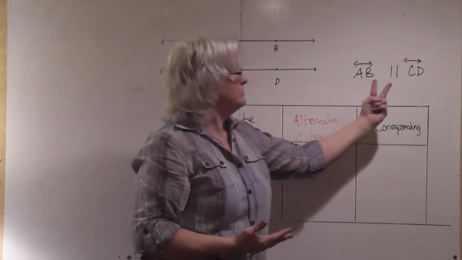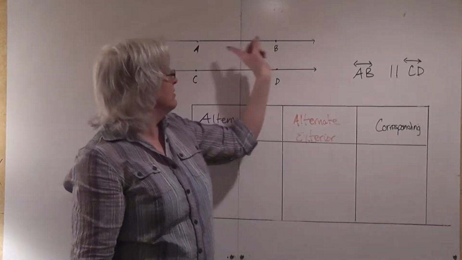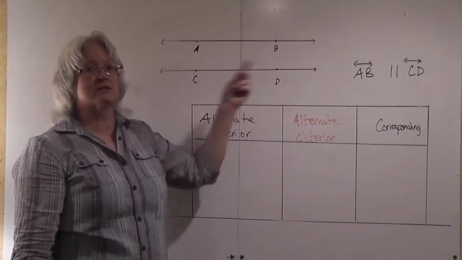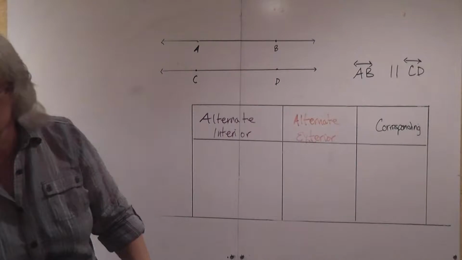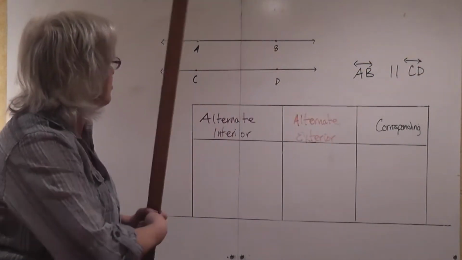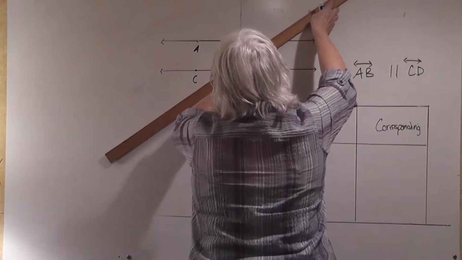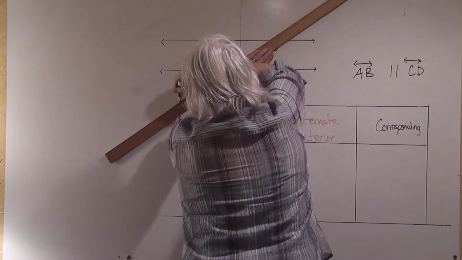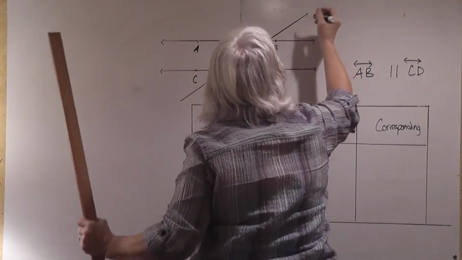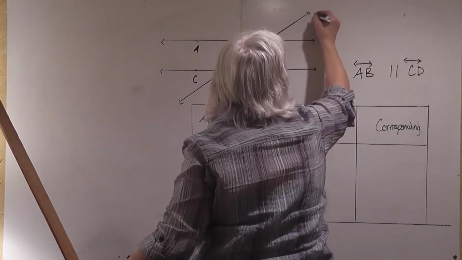And we use two vertical marks, looks like two capital letter I's, to indicate that line AB is parallel to line CD. And what we're going to do now is take another line and draw this line across our two existing lines so that it intersects both of them. And this line that goes through here has a fancy name. It's a transversal. Just a line that goes across other lines.